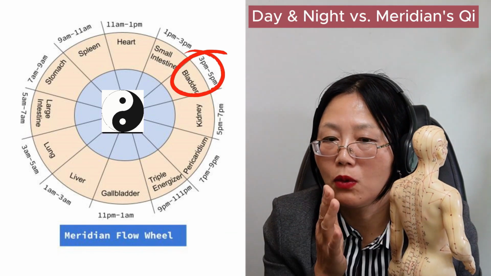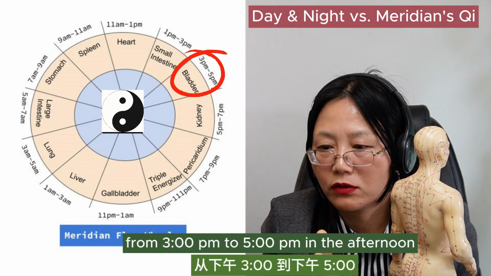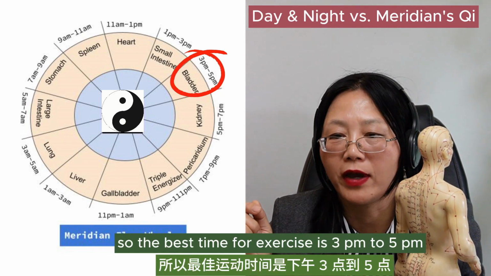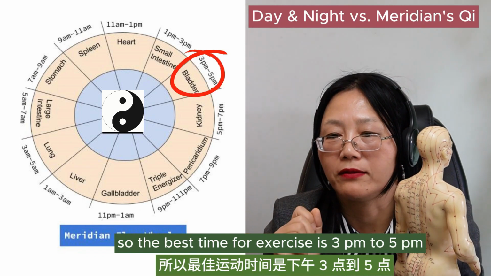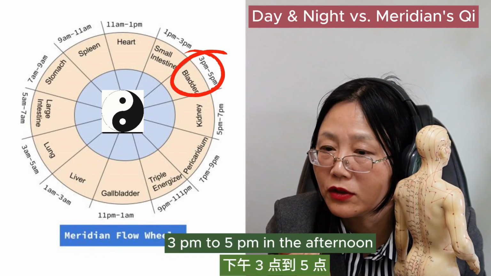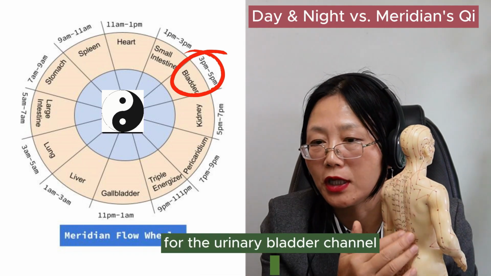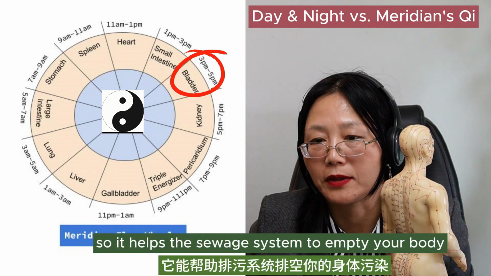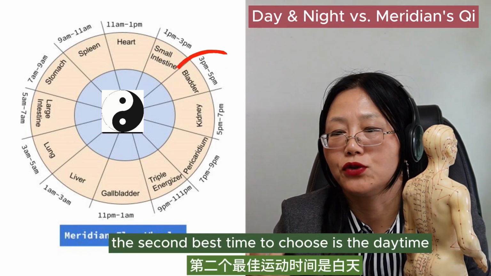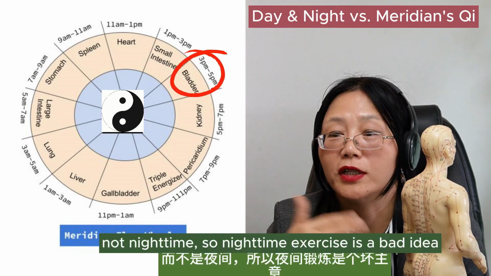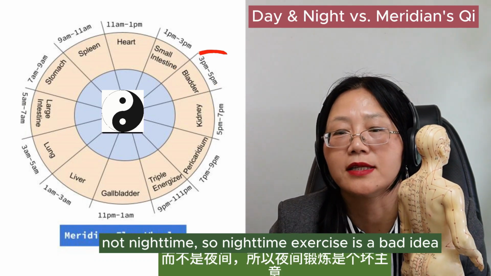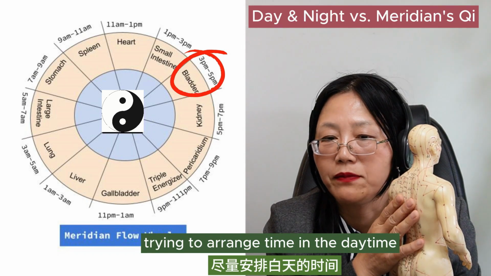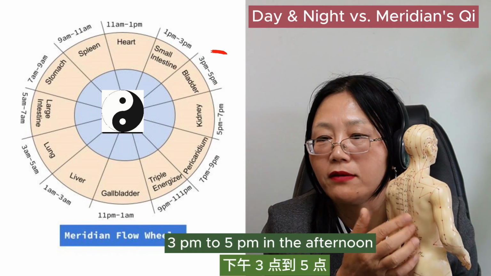This system is most active from 3 o'clock to 5 o'clock in the afternoon. That's the best time for exercise, 3 to 5. 3 to 5 in the afternoon works best for the urinary bladder channel. It helps the sewage system empty your body. The second best time to choose is daytime, not nighttime. So nighttime exercise is a bad idea. Try to arrange time in the daytime, the best being 3 to 5 in the afternoon.